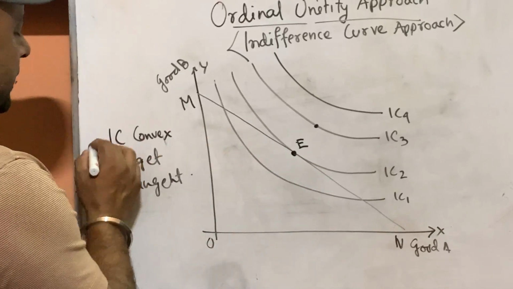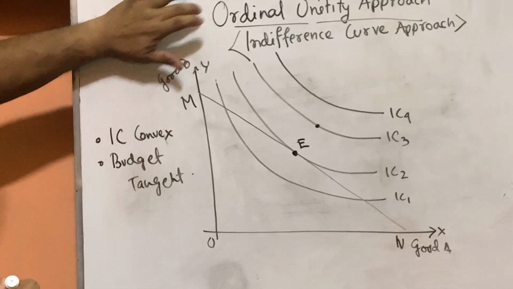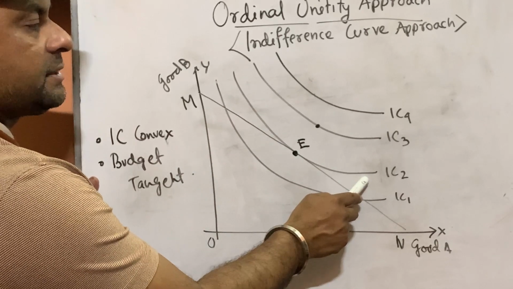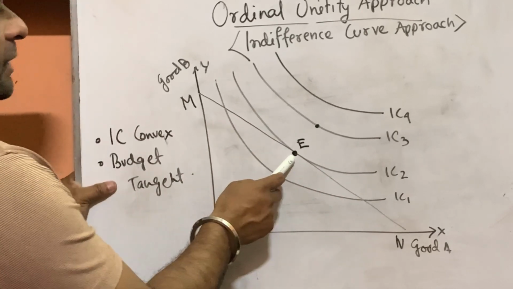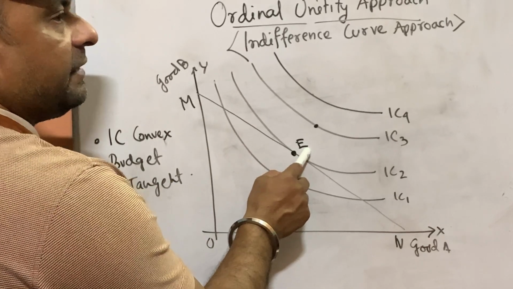So these are the two conditions for consumer's equilibrium in the case of the ordinary utility approach. First condition, at the equilibrium point, the IC must be convex to the origin. Second condition, at the equilibrium point, the budget line must be tangent with the indifference curve.